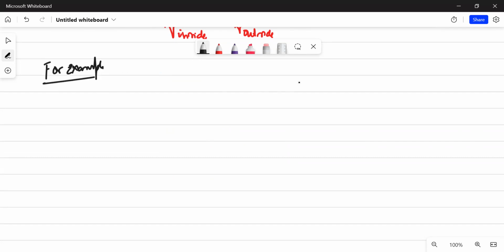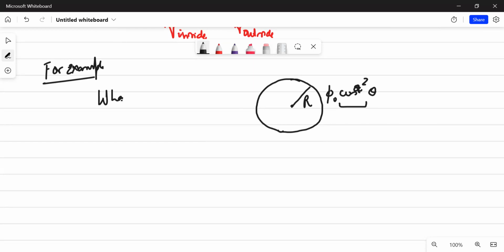For example, if a sphere of radius capital R has a potential phi naught cos square theta. आज टाइम कम है और चलो कोई बात नहीं, अब इसको कल करेंगे. पर एक समझने की कोशिश करो. If a sphere of radius capital R has a potential on the surface as phi naught cos square theta, what will be the potential outside? What will be the potential outside?